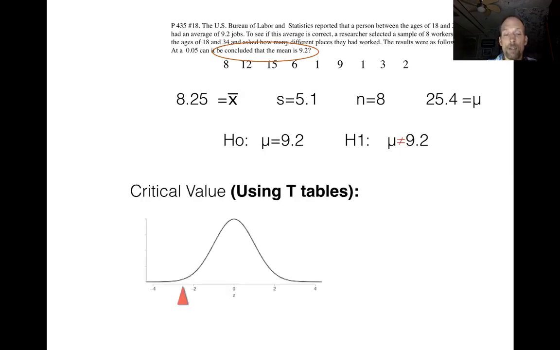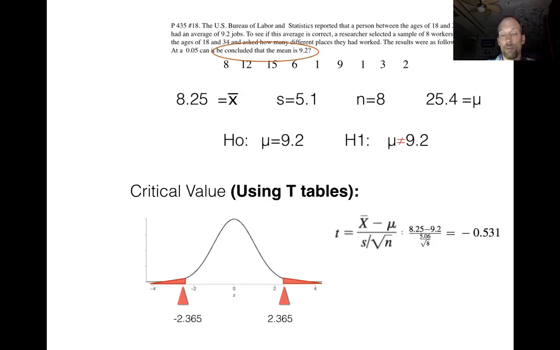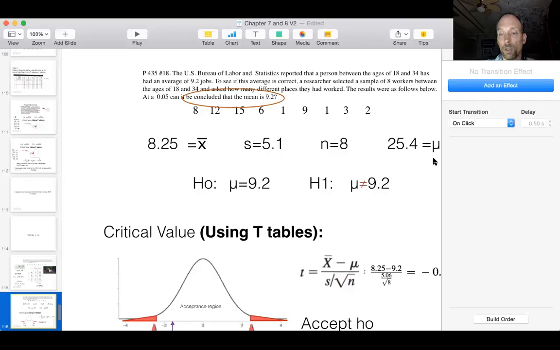Our critical values are going to end up being plus and minus 2.365. So if I want to reject the null hypothesis, my sample average must be 2.365 standard deviations above or below the population average. I'm going to shade in those critical regions. Now we're going to start to calculate out our t-value. And I need to move something on the screen so I can see all this.